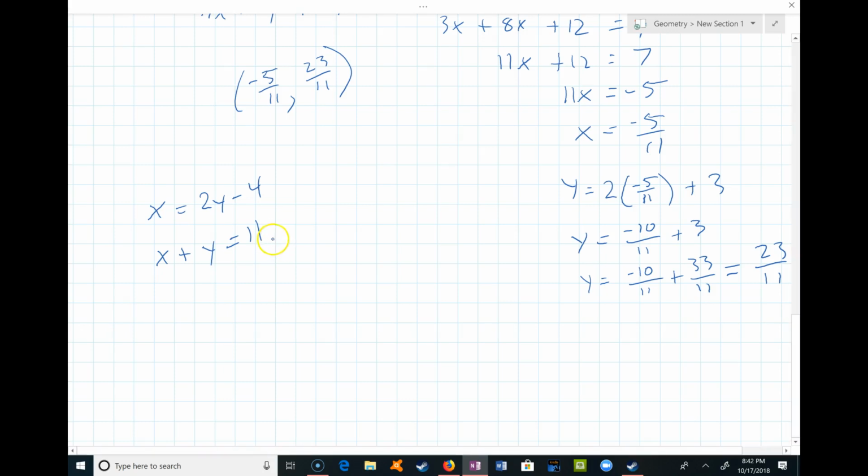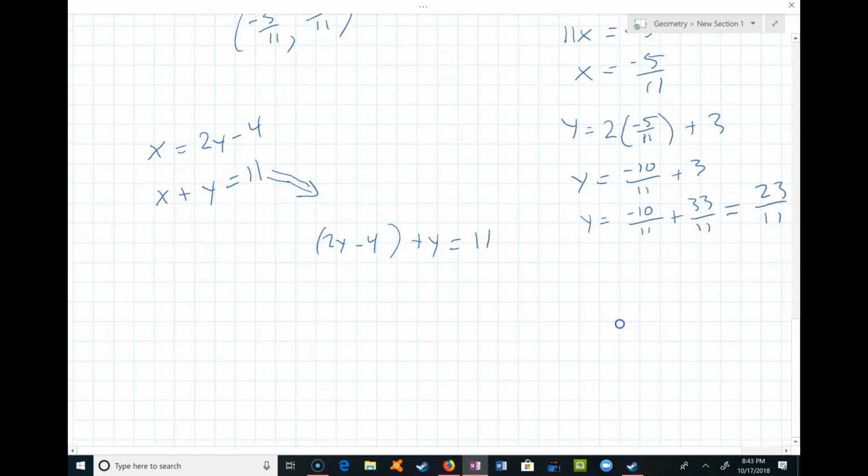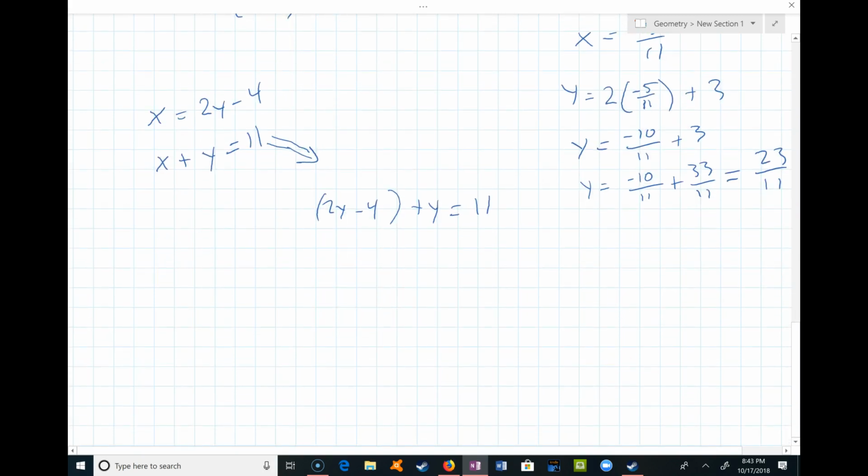So I'm going to take this equation and rewrite it as something plus y equals 11. I took the x out, and I'm going to replace it with 2y minus 4. Of course the parentheses are artificial. They don't really do anything for us because there's nothing but addition and subtraction here. So then I'm going to add 2y and y. That would be 3y minus 4 is equal to 11.